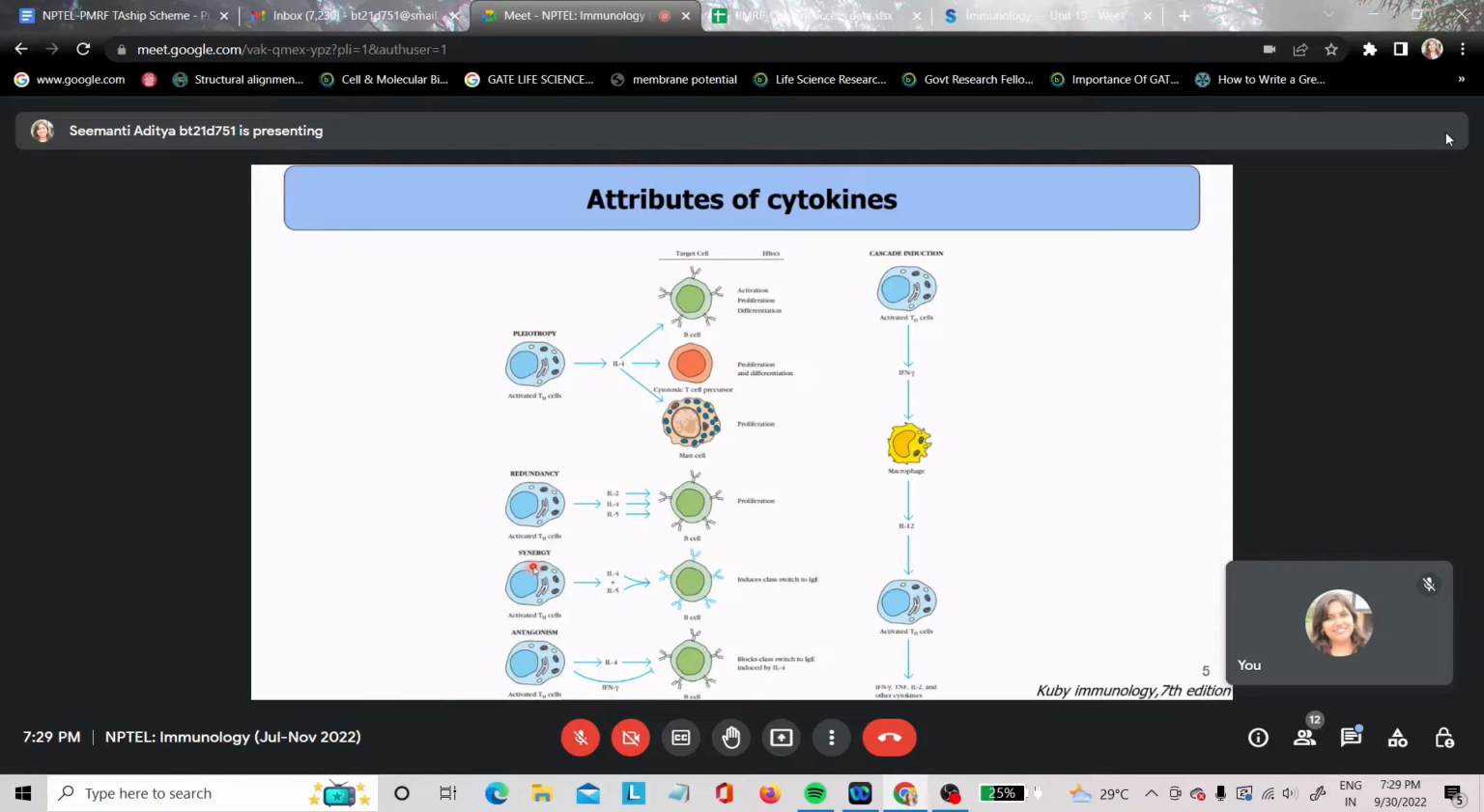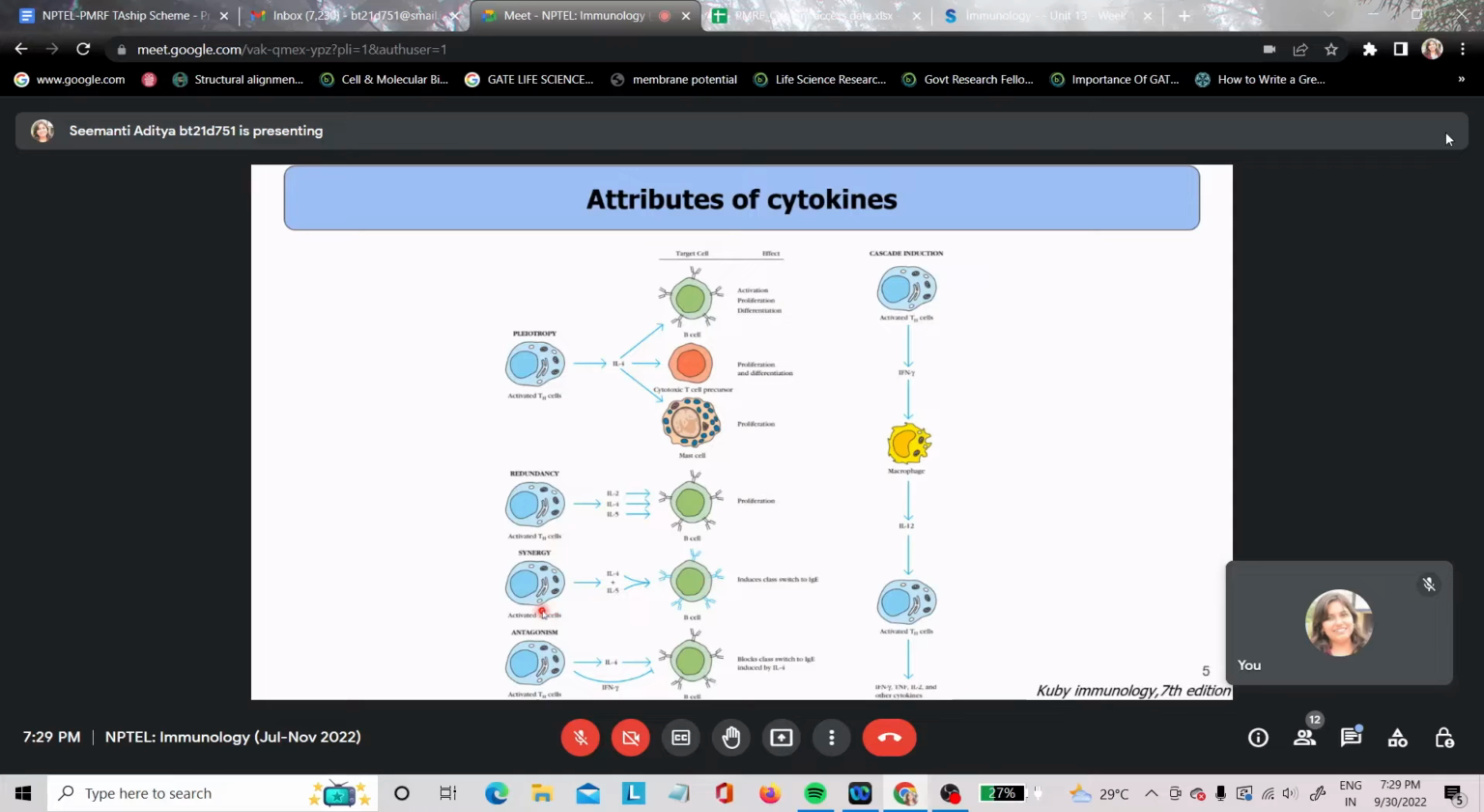What is synergy? There must be two cytokines which will act together as a team and will perform the function. For example, here IL-4 and IL-5 together, see there is a plus sign, will act together on B cell and then induce class switching.